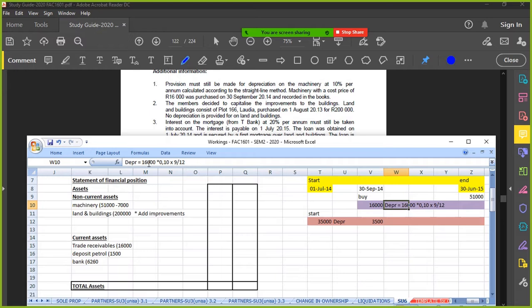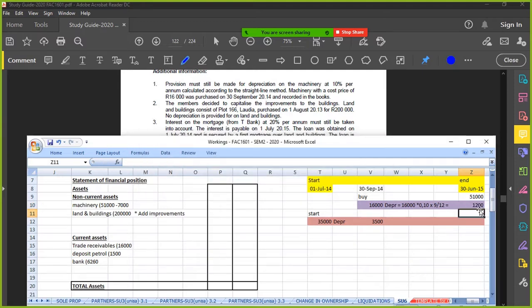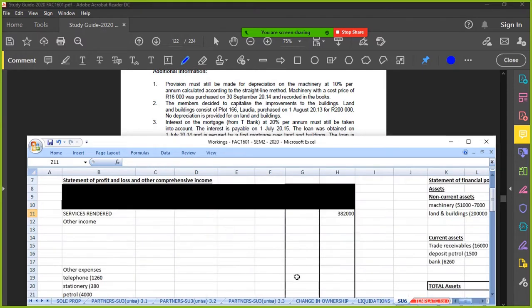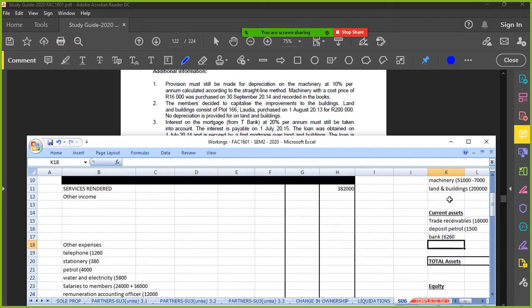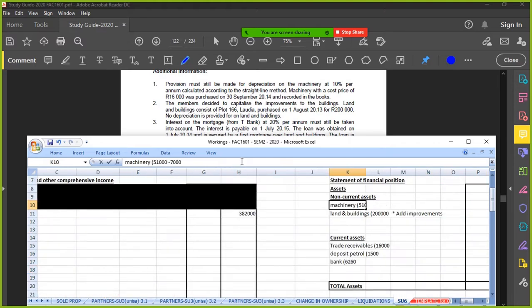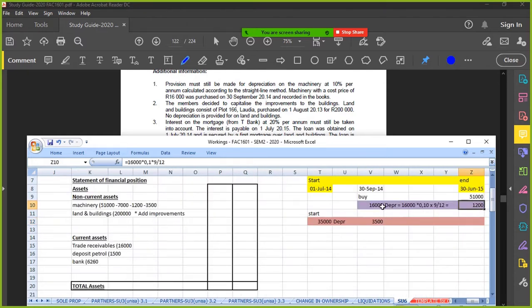Okay, so now I've got the answer there. 1, 2, 3, 5. Okay, there's the depreciation for the machinery. Don't forget to put it here as well. Alright, that's it. Was that it? Let's just double check. That's that. Good. Got everything, fine. Next. Number 2.